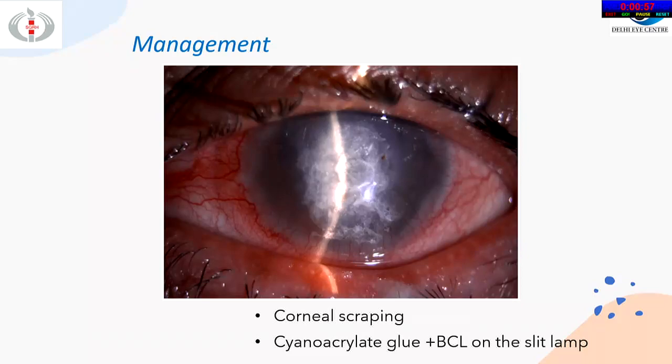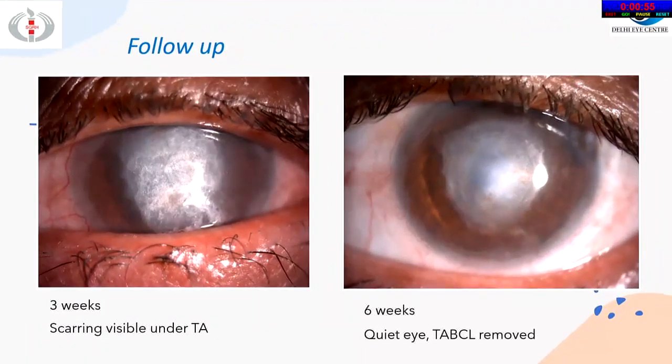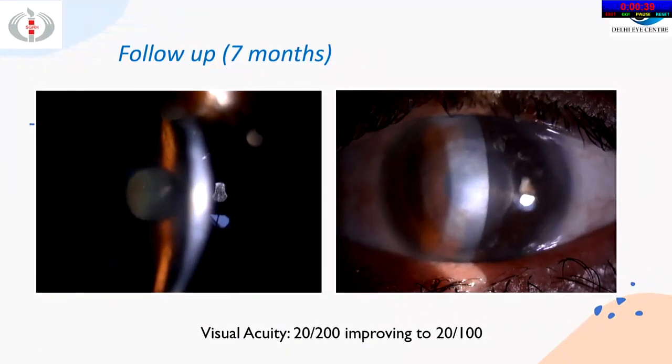And this is after 3 weeks. We can see that the infiltrate has resolved and the scarring is visible under the tissue adhesives. At 6 weeks, the cyanoacrylate glue and bandage contact lens was removed, and we see that the eye has become quiet and the infiltrate has resolved. Over a period of 7 months, her visual acuity slowly improved to 20/100.